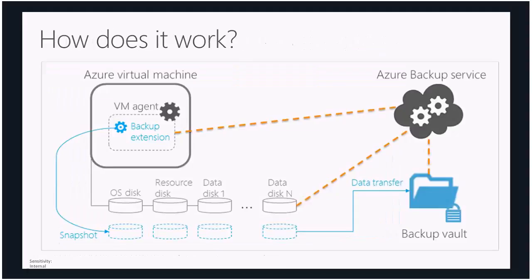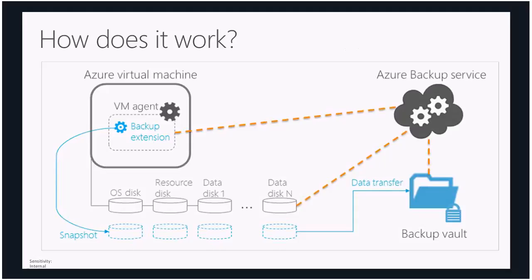So how does it work? Well, we're going to use this example in this diagram of an Azure virtual machine. This is an IaaS virtual machine running in Azure, whether it's in a hybrid site-to-site VPN or not, that doesn't specifically matter. In this example, we have this virtual machine running, and it has this VM agent installed. And through that, we have this backup extension. And that allows Azure, through this Azure Backup service, to take a snapshot of the disks.